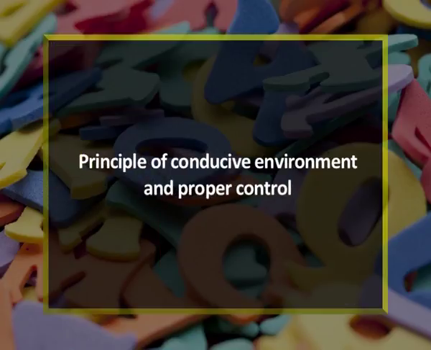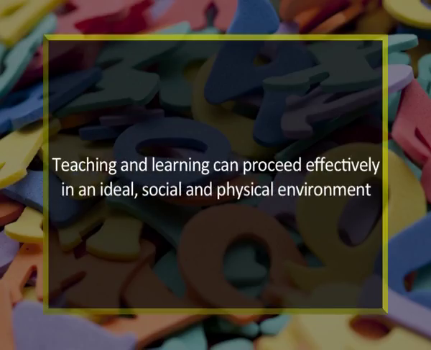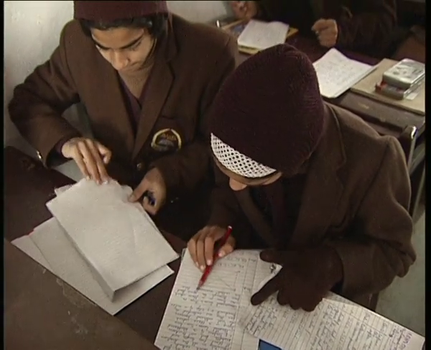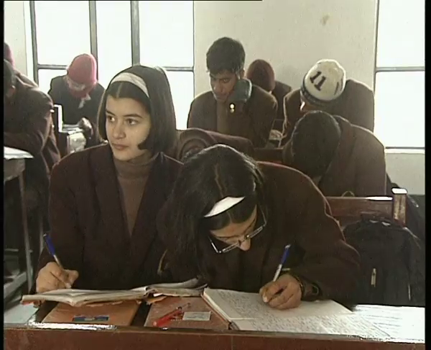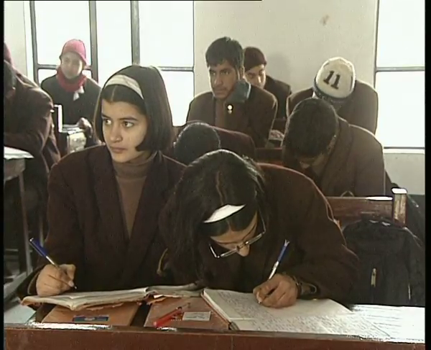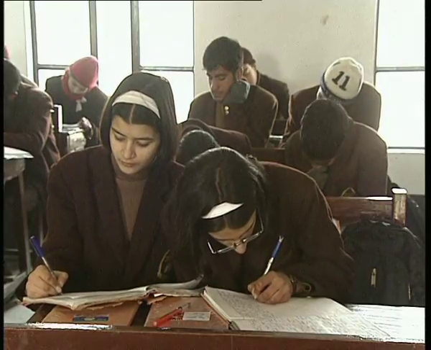Principle of conducive environment and proper control. Conducive environment and proper control facilitate teaching and learning. Teaching and learning can proceed effectively in an ideal social and physical environment. The role of a conducive and effective management of the control of teaching-learning situations can never be denied in any form of teaching. Environmental factors like proper seating arrangement, ventilation, light, classroom interaction and group dynamics, discipline and the tone of school always influence the teaching-learning process. Therefore, care should be taken for their desirable arrangement and control.